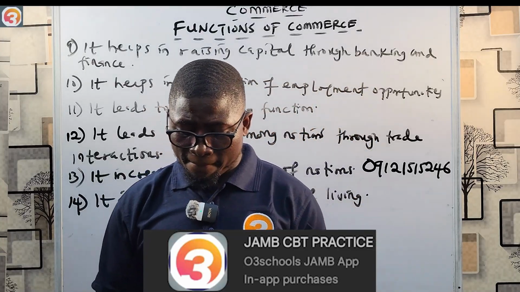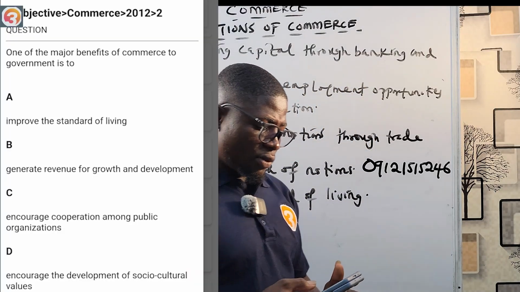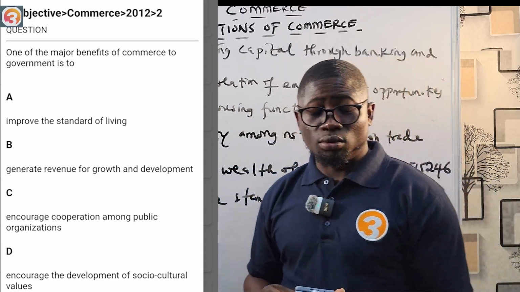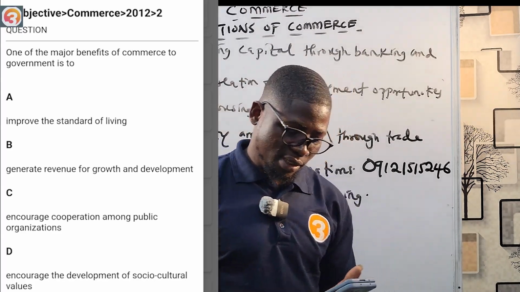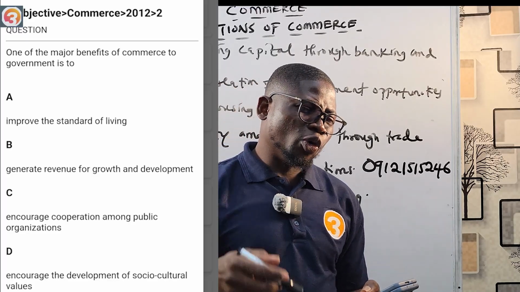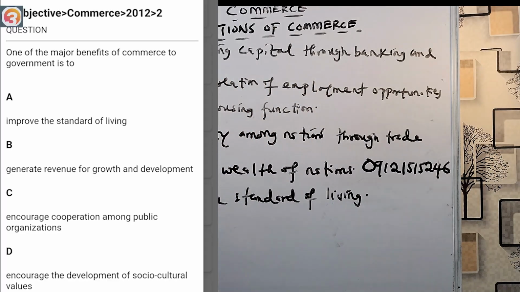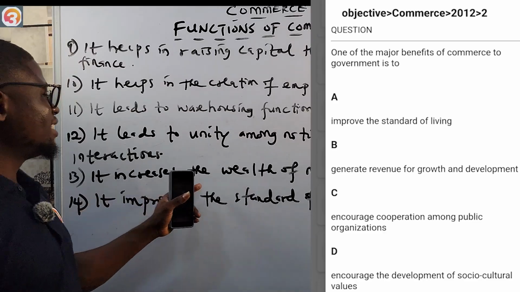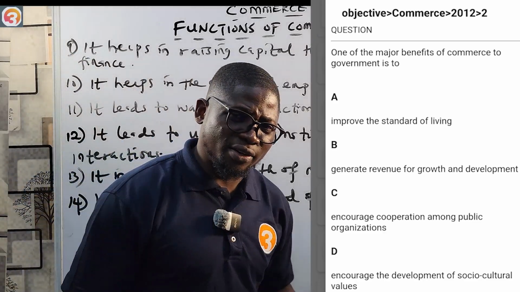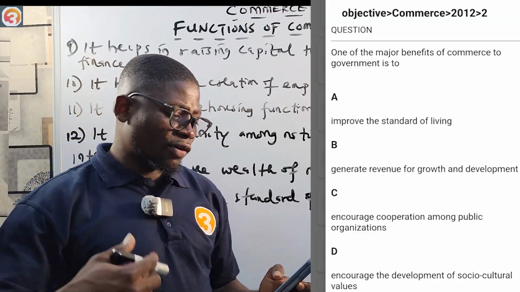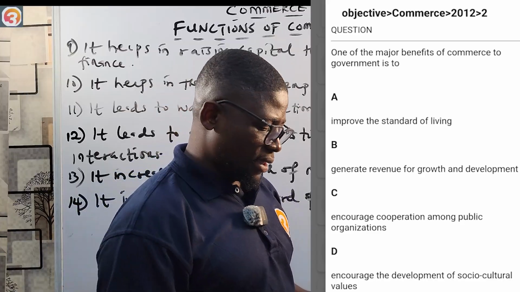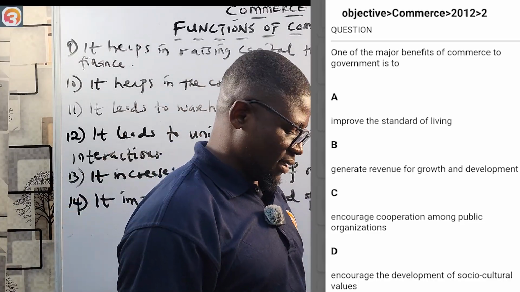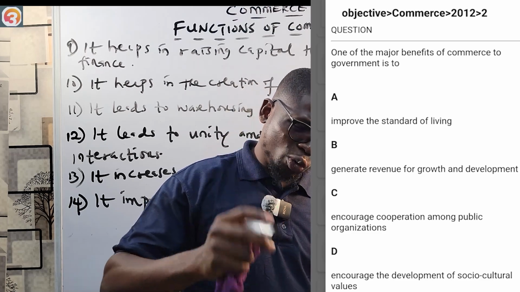All right, now let's quickly go to the app. Number 1 question here says, one major benefit of commerce to government is to government now. A, improve the standard of living of government. That doesn't really make sense. B, generate revenue for growth and development, which is very correct, because like we said, we'll talk about wealth, it increases the wealth of nations. So through revenue generation, the standard of living is improved, and of course government is what is benefiting from it, and in turn that helps the citizens. So it generates revenue for growth and development.